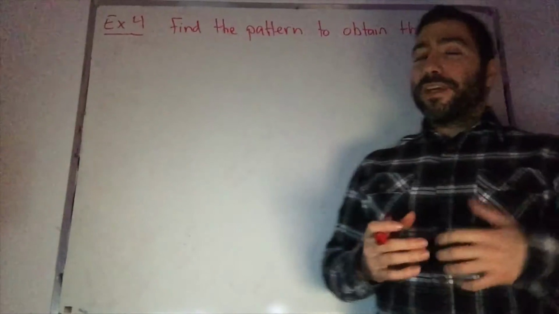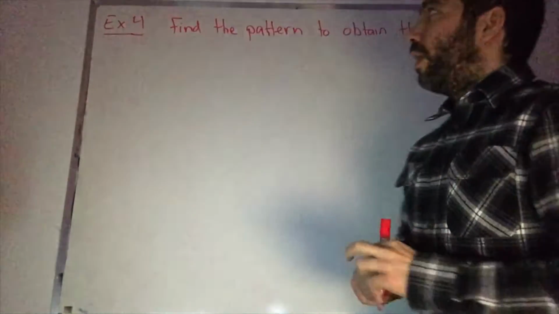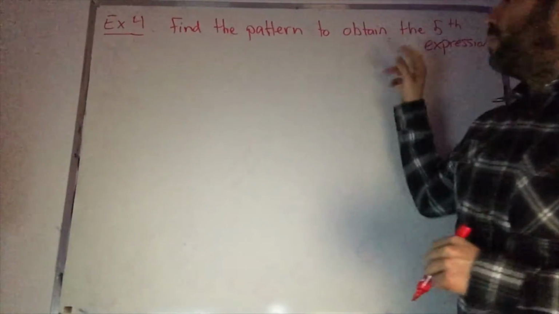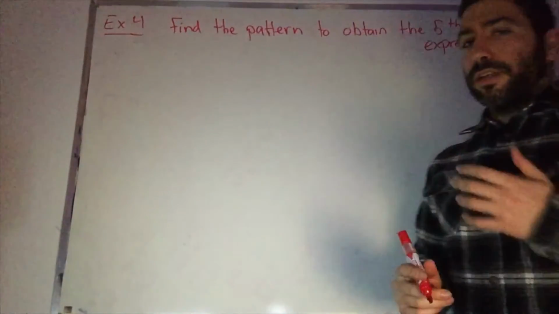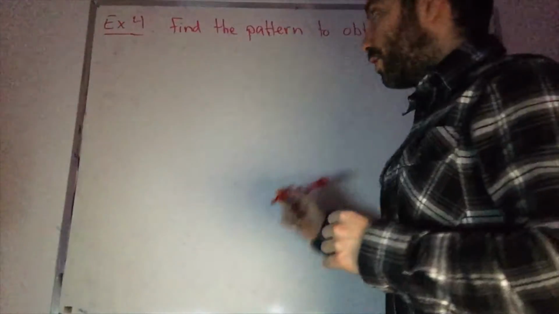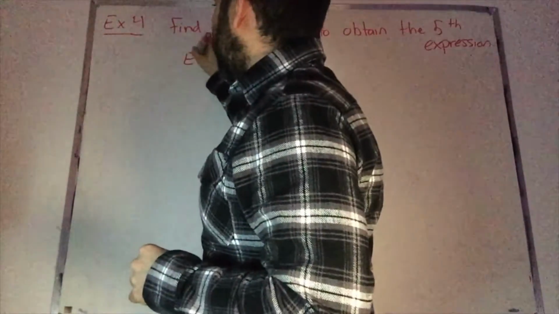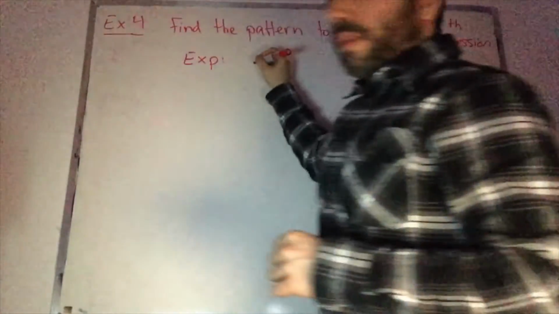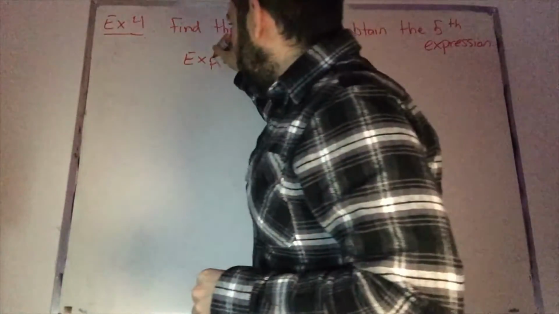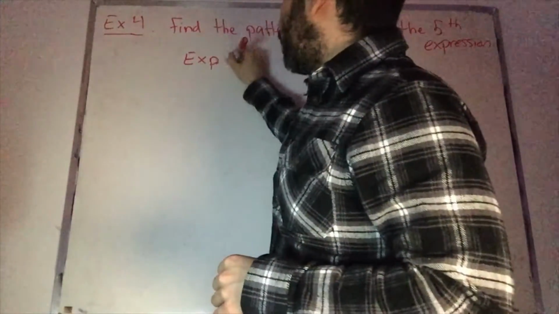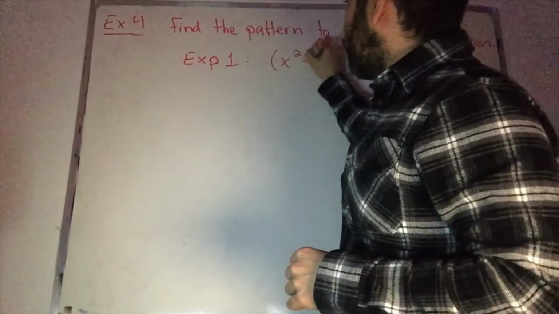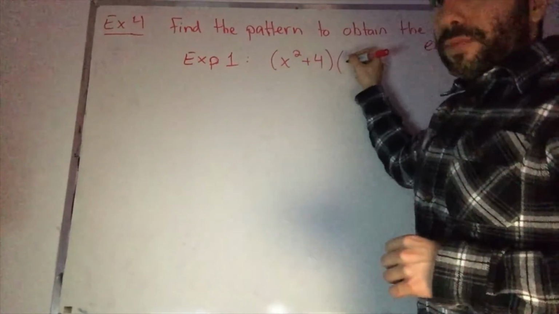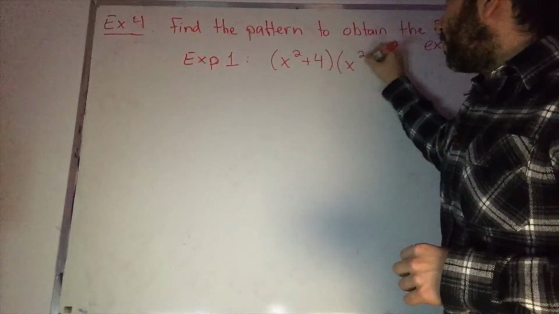Okay, the next problem is a very typical exam type problem. They ask us to find the pattern to obtain the fifth expression, or to find the missing expression. So our goal is to find an expression. So based off the problem we just saw, the first expression, expression 1, we have x squared plus 4 times x squared minus 4.